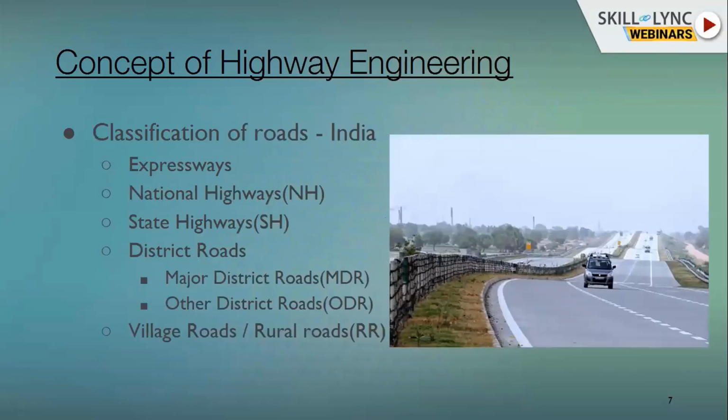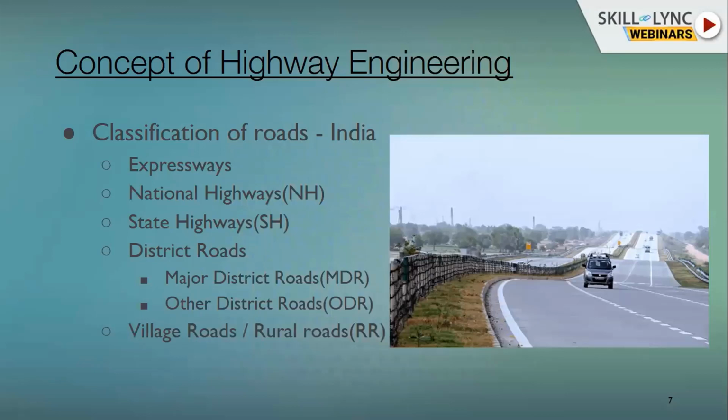So, the classification of the roads. Coming back after the definition, I'll try to touch on the classifications of roads. In this case, I'm taking a typical example of India's classification of roads. In India, as per the MORTH, Ministry of Road Transport and Highways, roads are classified into this format, which you see on the screen: expressways, national highways, state highways, district roads, which are again bifurcated into major district roads, other district roads, and finally village roads.